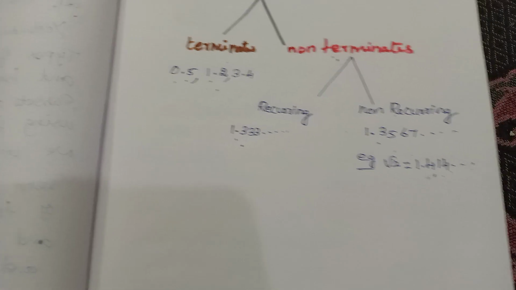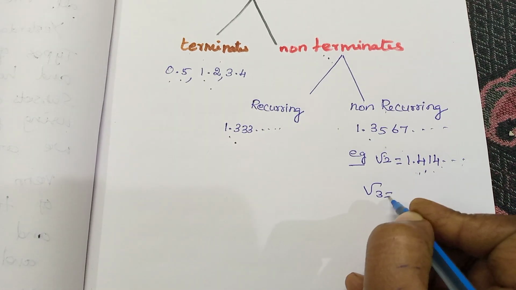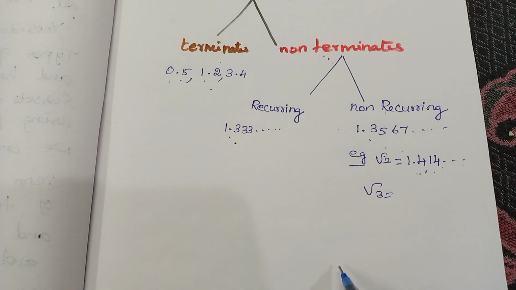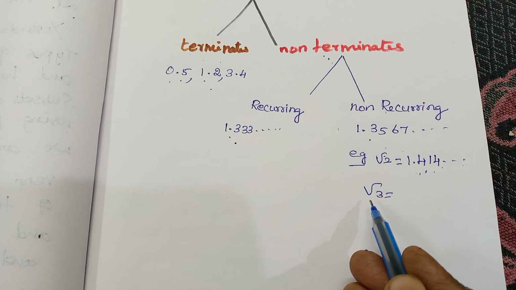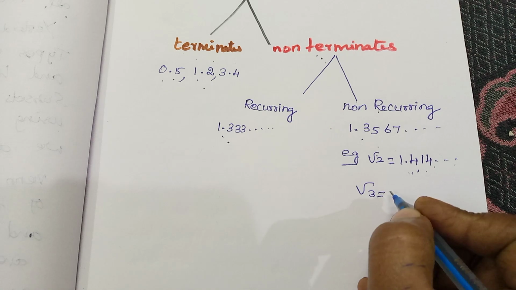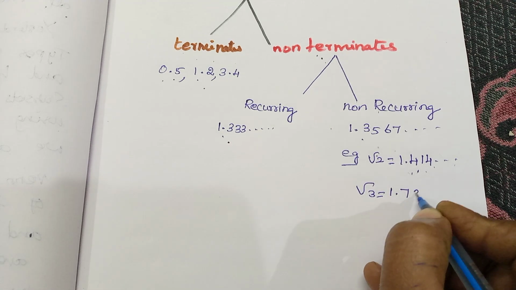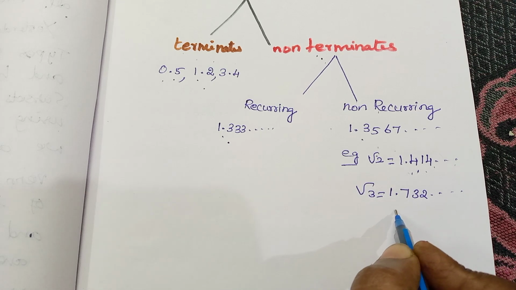And one more example, root 3. The value of root 3, if you find it using the long division method, which you may have learned last year, is 1.732 etc. Different numbers are appearing, so non-recurring.